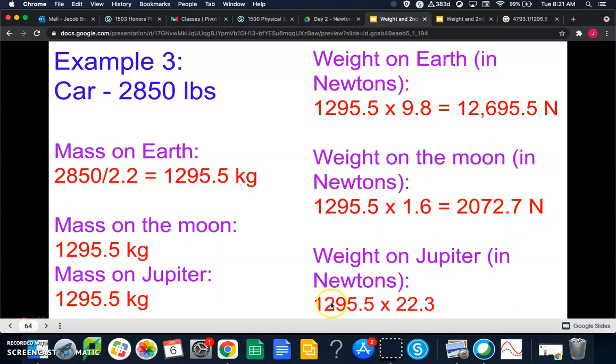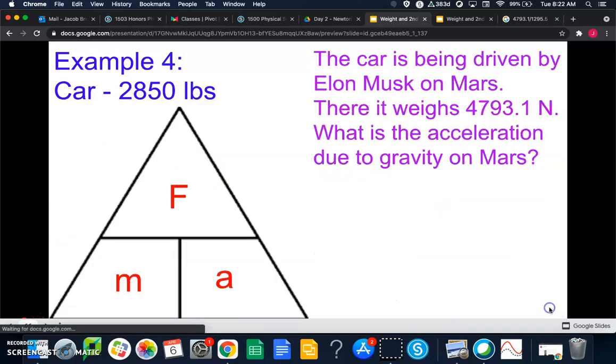Last up, we'll do it for Jupiter. We're going to do 1295.5 times 22.3, because that's the acceleration due to gravity on Jupiter. And we'll get 28,888.6 newtons. That's how much that car would weigh on Jupiter. The car is being driven by Elon Musk on Mars. There it weighs 4,793.1 newtons. What is the acceleration due to gravity on Mars?